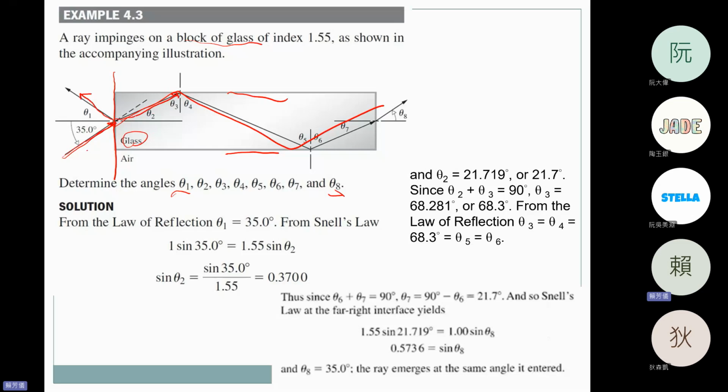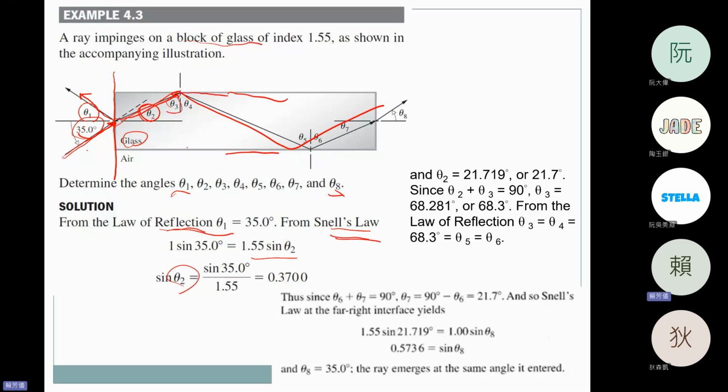Okay, so using Snell's law, we can calculate theta 2, and using the law of reflection, we can calculate theta 1. Theta 1 is equal to the incident angle, and theta 2 is obtained using Snell's law here.